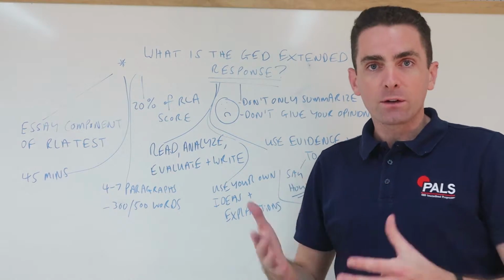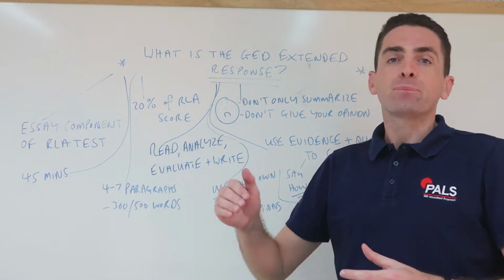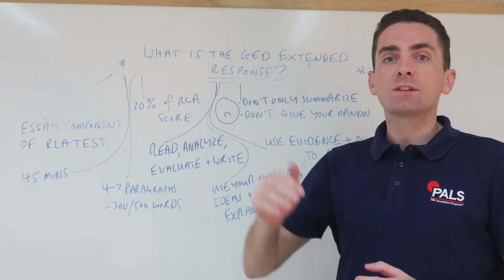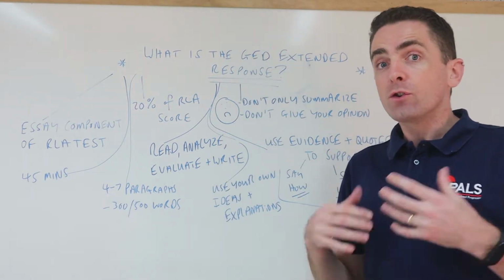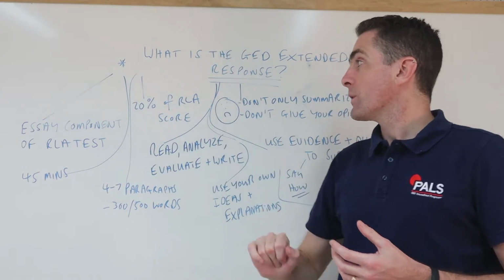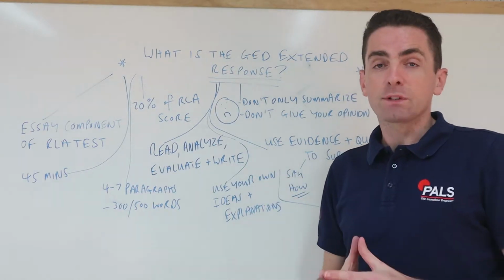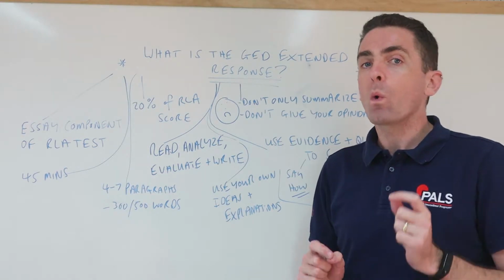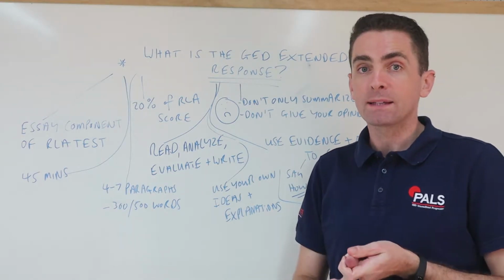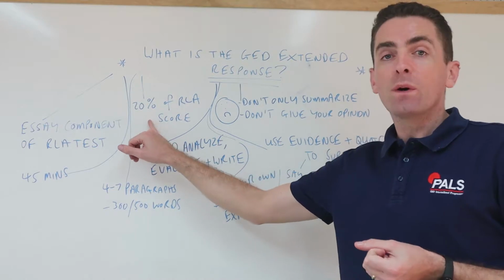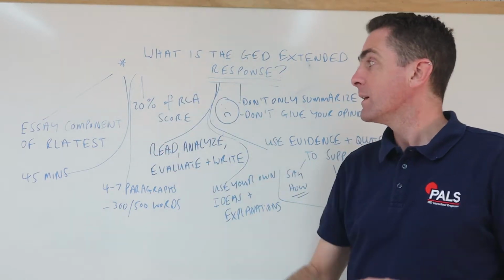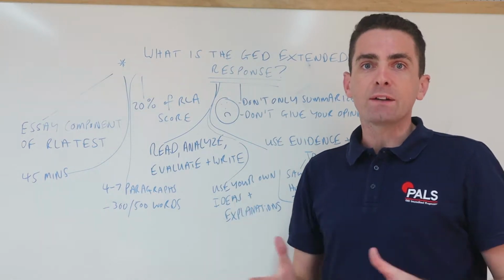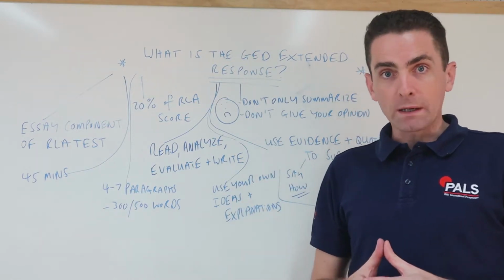Students who get the higher scores, 165 and over, 175, these very high scores in RLA, are usually students who have done well in the extended response as well. Now it is possible to get a 145 diploma pass with a 0 in the essay and forgoing this 20%. But if you're aiming for higher scores, I strongly advise you listen up and do the work that's necessary.